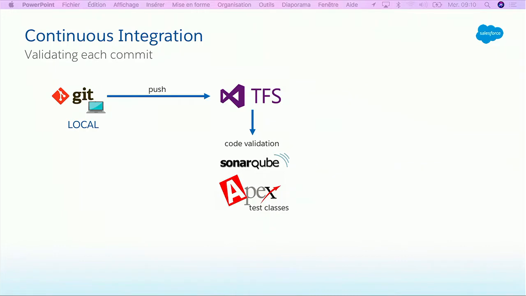So we have SonarQube, and we are running all test classes so that we can be sure the package we push to the repo is working. Sometimes it fails. If it fails, the developer will know right away. He will push, do something else, receive an email from TFS saying the build has failed, and we'll just have a look and fix it right now.